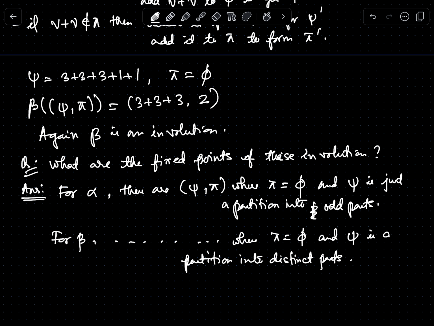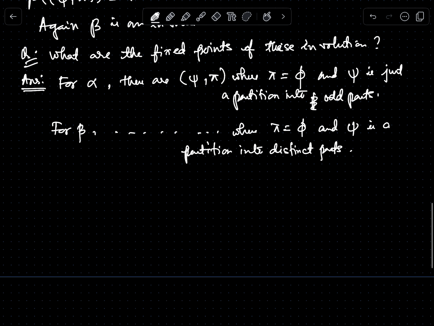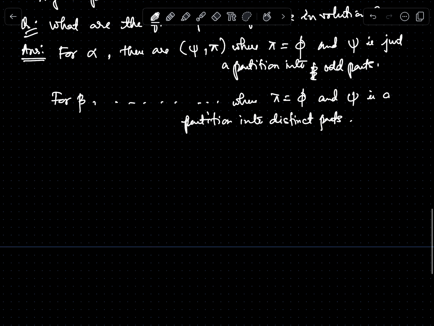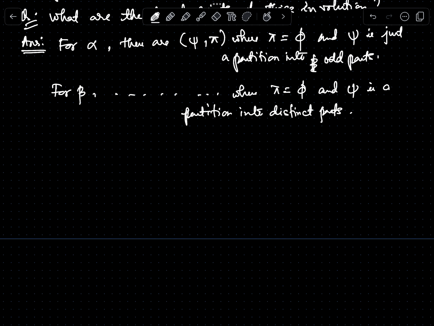Now you can see that the fixed points of these involutions alpha and beta actually give us the two sides of Euler's identity, right? Partition into odd parts and partition into distinct parts. So this brings us to the involution principle. I'm going to state the involution principle, and it might look very artificial and complicated, but in some sense it's quite natural if you work out the proof. The proof I'm not going to do. It's not difficult, but we are not going to do the proof. I'll give you a reference for the proof.